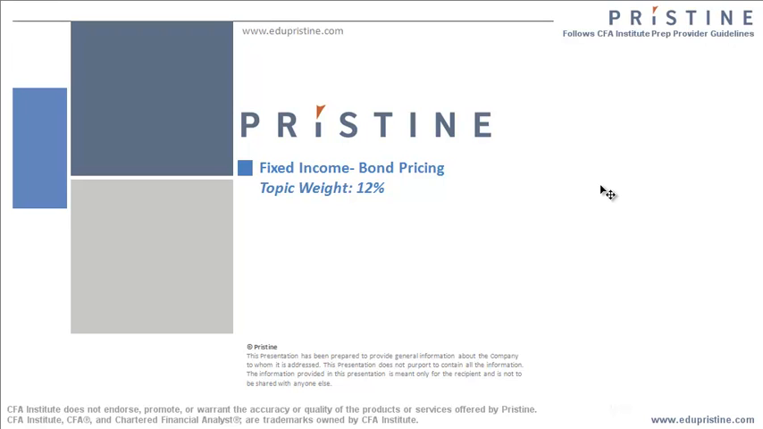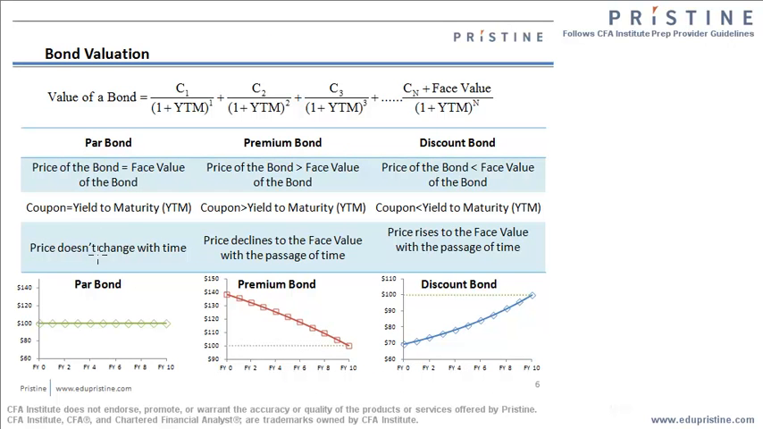In today's class, we'll talk about bond valuations in fixed income securities. This topic of fixed income carries a weight of around 12% in the CFA Level 1 exam, and from this particular subject, you can expect around 2 to 3 questions in the exam. So, in today's session, we'll particularly focus on how to value a bond and what the three different kinds of bond are in terms of prices.